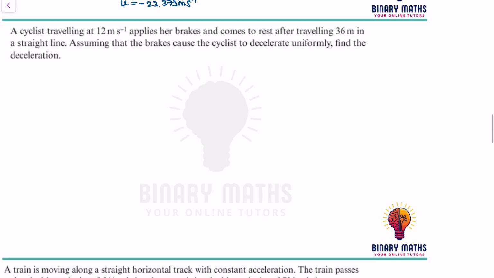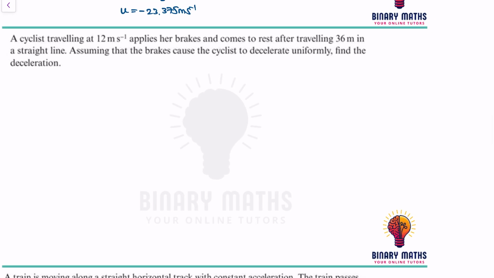The cyclist is traveling at 12 meters per second, applies her brakes and comes to rest after traveling 36 meters in a straight line. Assuming that the brakes cause the cyclist to decelerate uniformly, find the deceleration. Because it's one journey, we don't need to label the journey. So we know the displacement is 36 meters. Initial speed is 12. Because she applies her brakes and comes to rest, the final velocity is 0. Acceleration is what we're trying to find out.